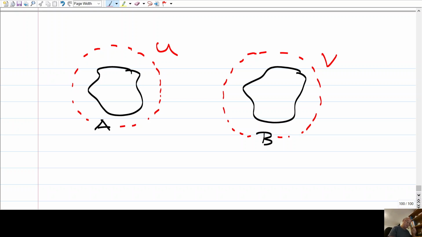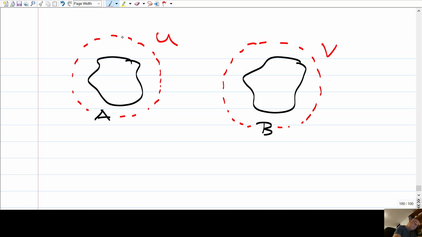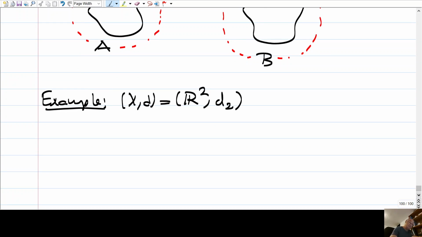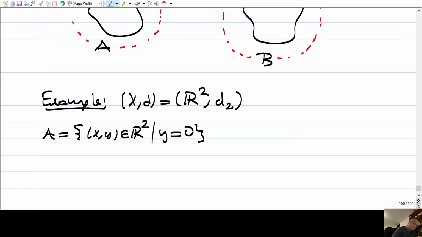Now let me give one example of such A and B. Consider the metric space (X, d) to be R2 with the d2 metric. So d2 is the usual distance function on R2. And consider these subsets. A is just the x-axis. So this is (x, y) in R2 where y is 0. So this is the x-axis.